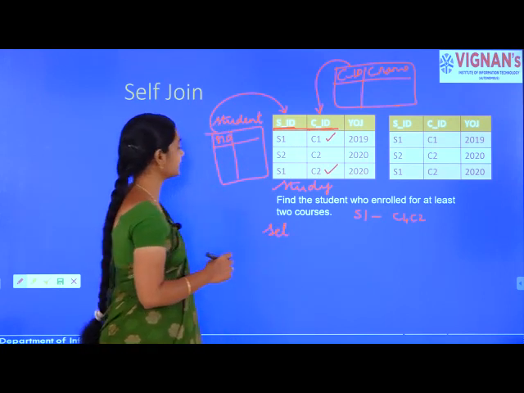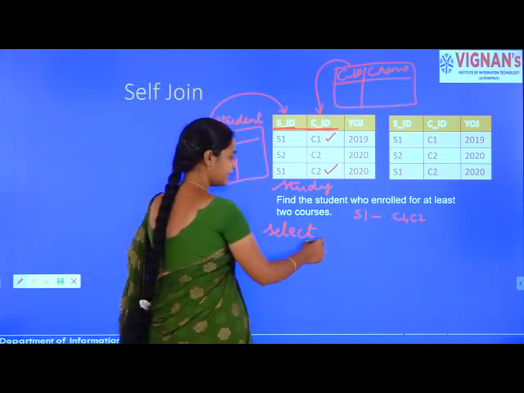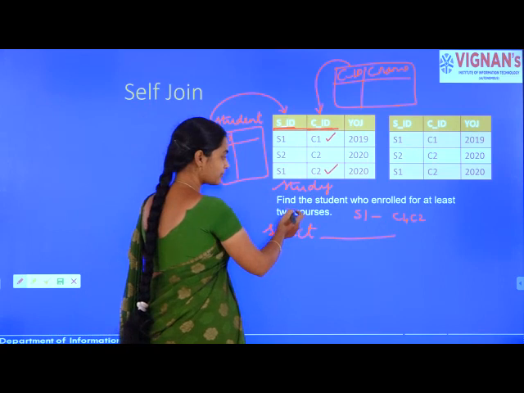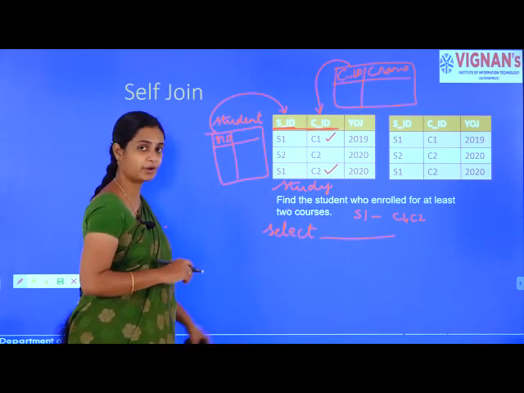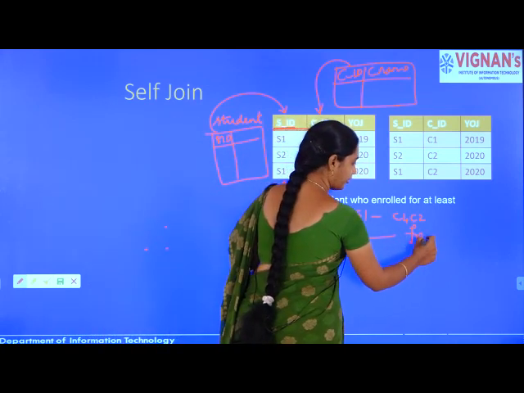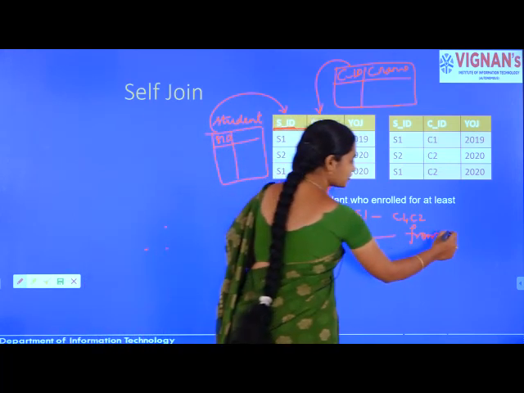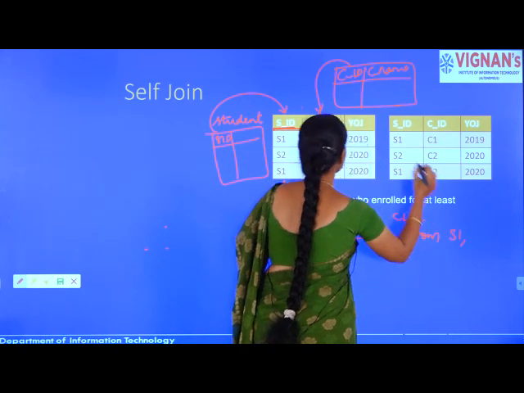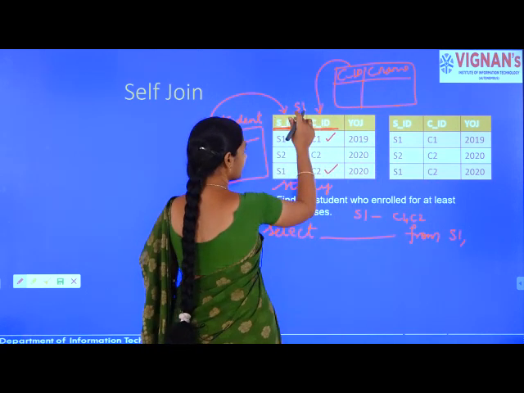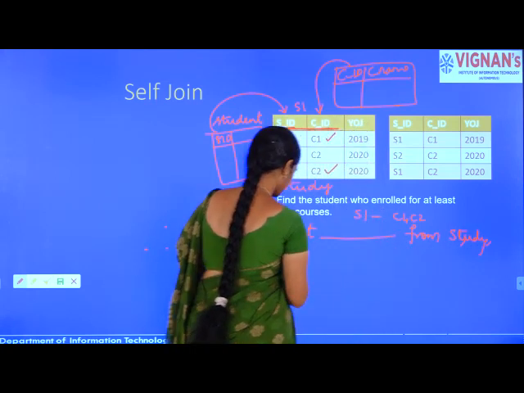So when we are writing the query for the self join, select. Okay, so meanwhile we'll just leave what we need to select. We know, of course we know, we need to select the student ID. Okay, but for now we'll just leave it. Select from, so from which tables do you need to select? From S1 comma, okay, here I'll write S1 or simply study, I'll write study only. Okay, I have already written study, so study comma study. Can I write like this?